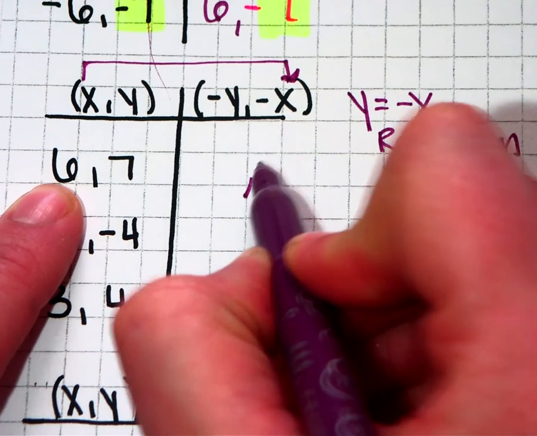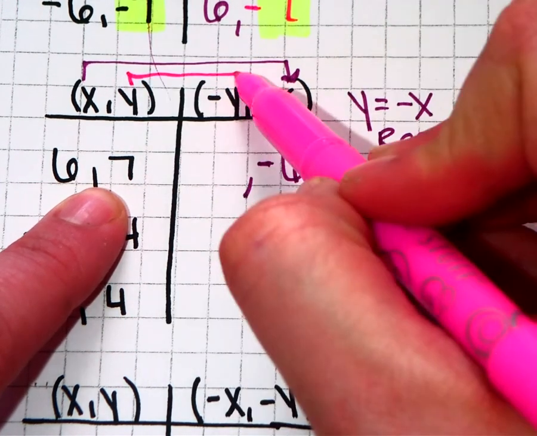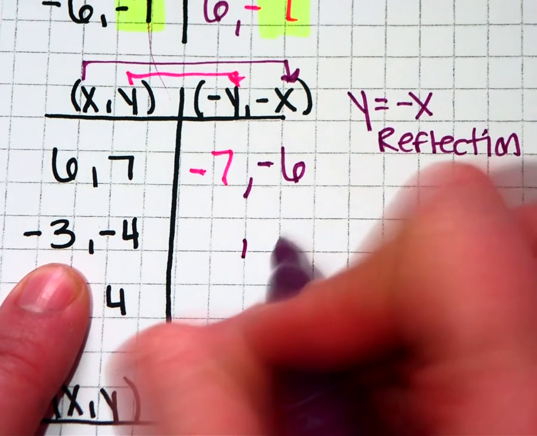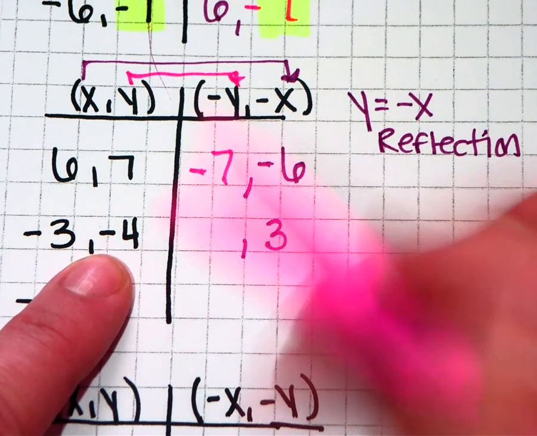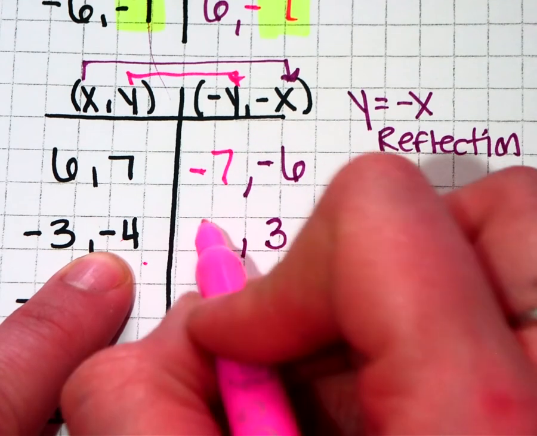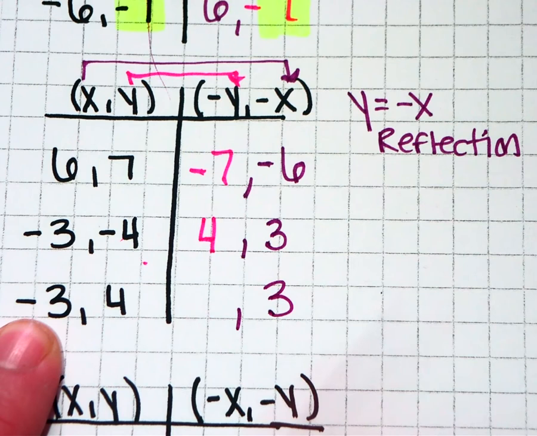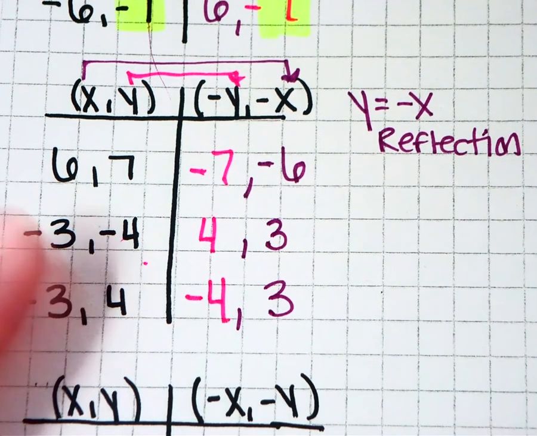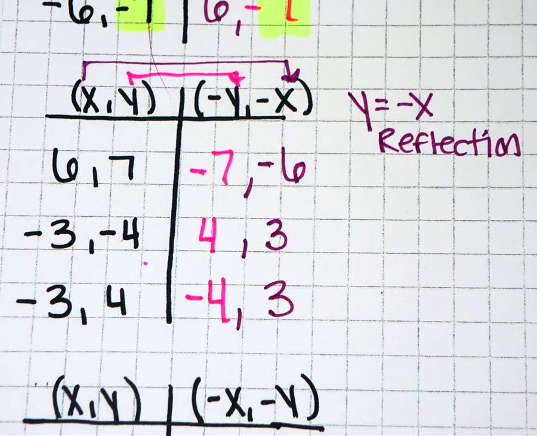So 6 becomes negative 6. The 7 moves to the front and changes to negative 7. All right, negative 3 moves to the end and it changes to a positive 3. Negative 4 moves to the front, and that negative means change, so we're going to change it to positive 4. Negative 3 moves to the end and becomes positive. The 4 moves to the front and changes. So if you pay attention to x, y, and your rule, you'll be able to see what's happening. X and y are just numbers, so you're applying the rules to some numbers.